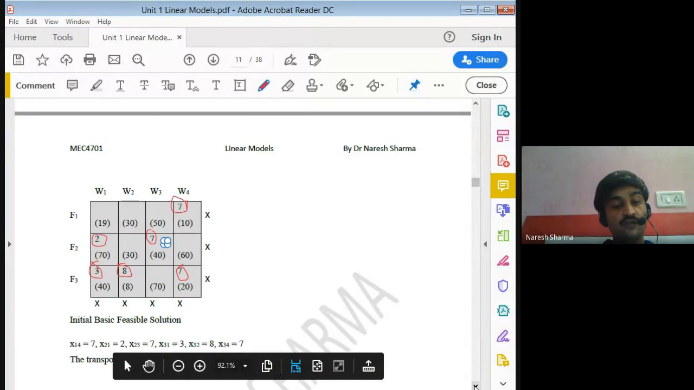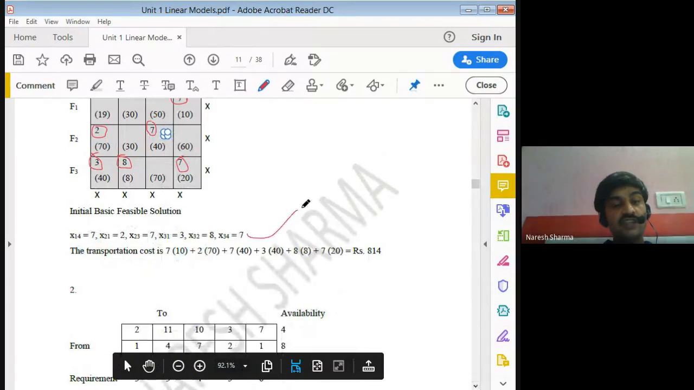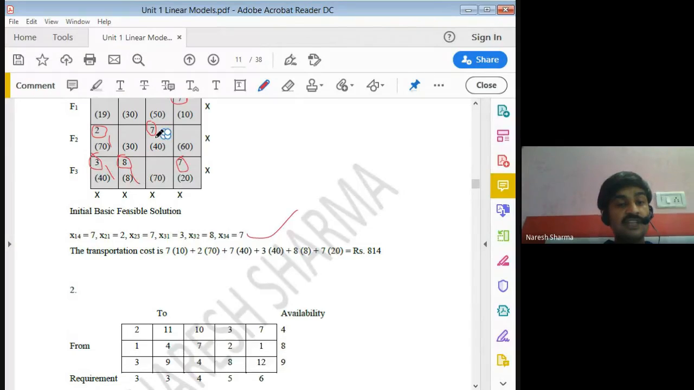So these are the values corresponding to the initial basic solution. We multiply these variables with the corresponding cost. We get the initial cost, which is 8,014 only, right? So this is a simple method.